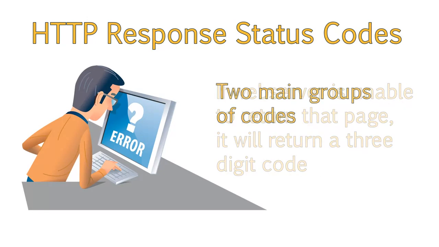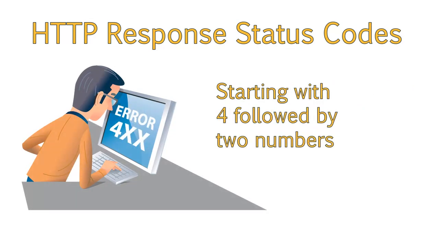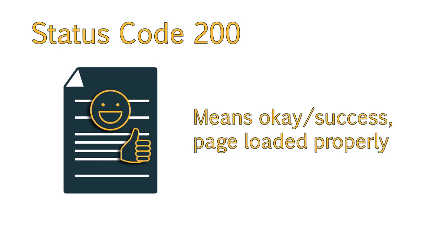There are two main groups of codes, those starting with 4 followed by 2 numbers, and those starting with 5 followed by 2 numbers. Let's discuss some of the commonly seen errors and how they may relate to SEO. Common status codes you should know include the status code 200. This means OK or success, which means the page loaded properly.